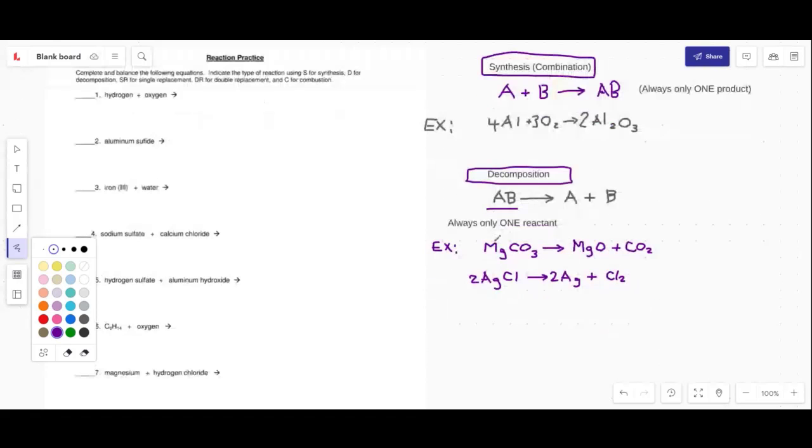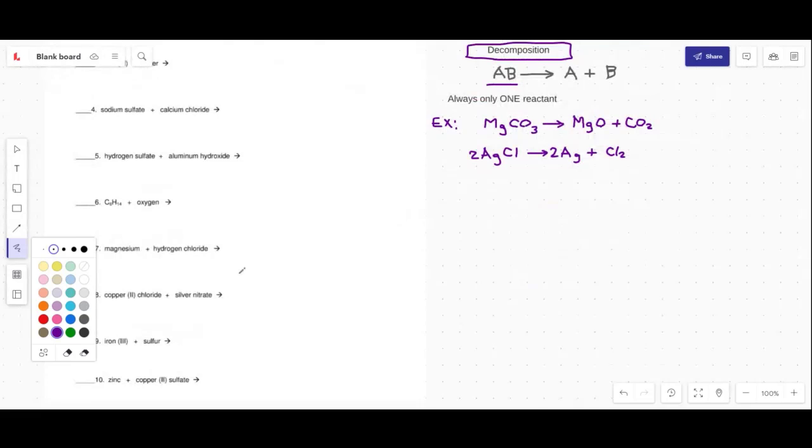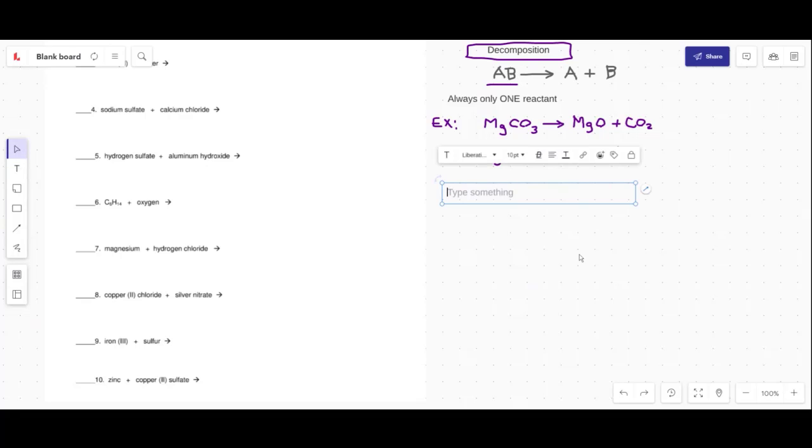All right, so the next category would be what's known as a single replacement reaction. This is a single replacement, sometimes called single displacement.